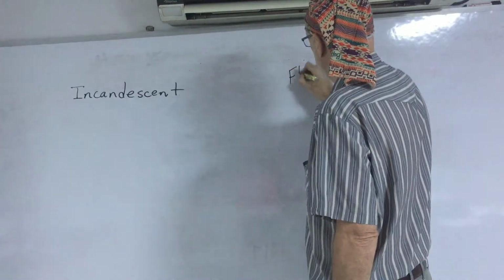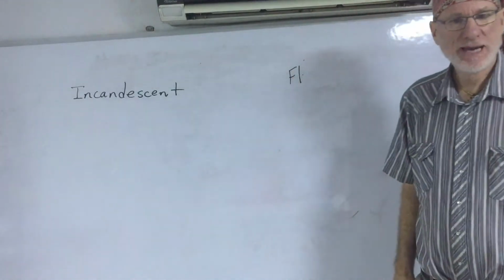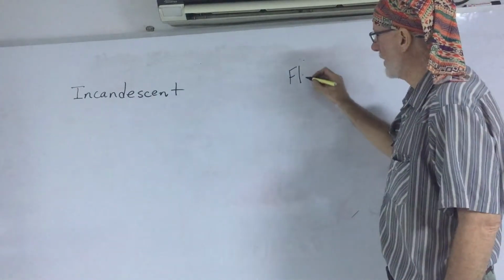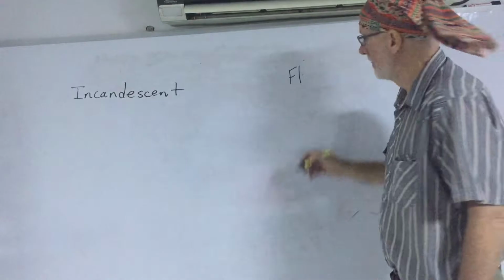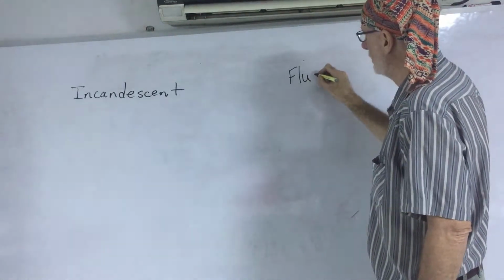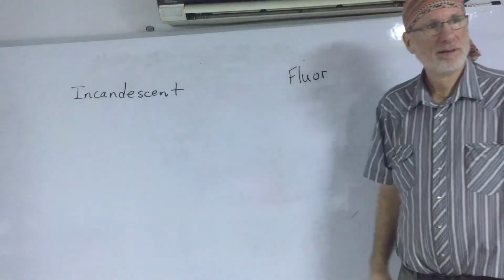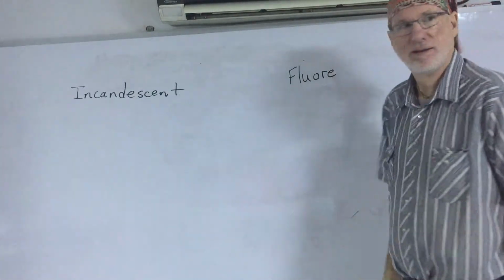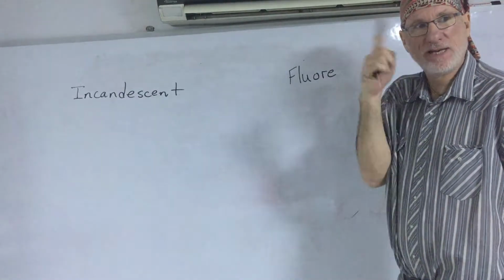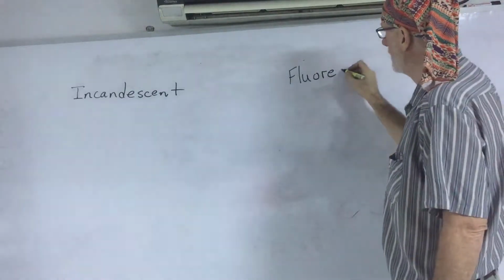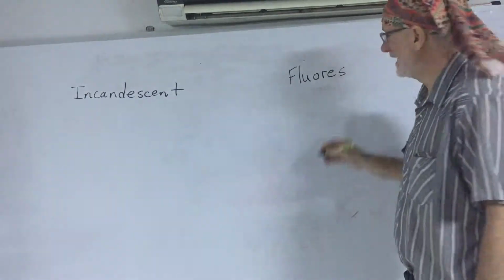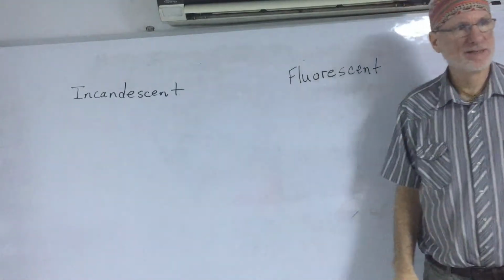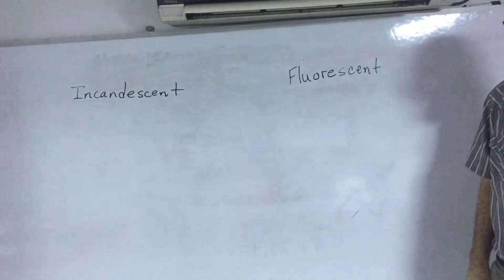How do you spell fluorescent? It's right in front of you, girl. Floor, like flower. R-E-S-C-E-N-T. Fluorescent. Okay? All right.